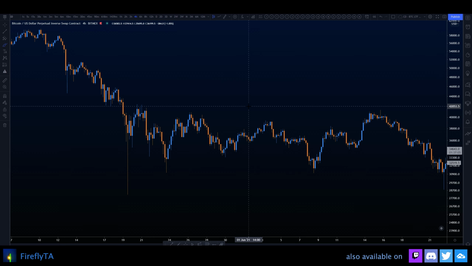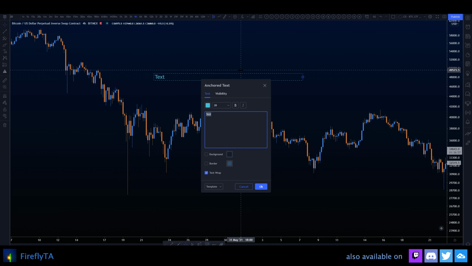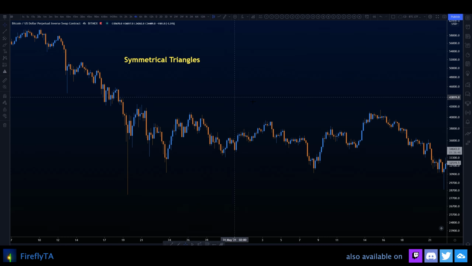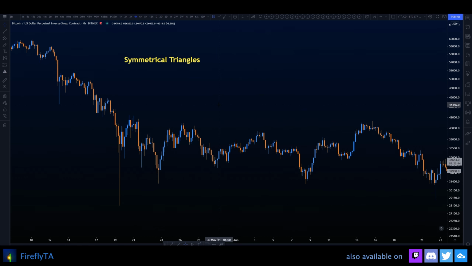So, we are going to start off with the symmetrical triangle, and I'm going to write this down so you know what we are talking about. Symmetrical triangles, as I pointed out in part 2, are neutral patterns. They don't tell us anything about the breakout direction directly, based on simple price action.